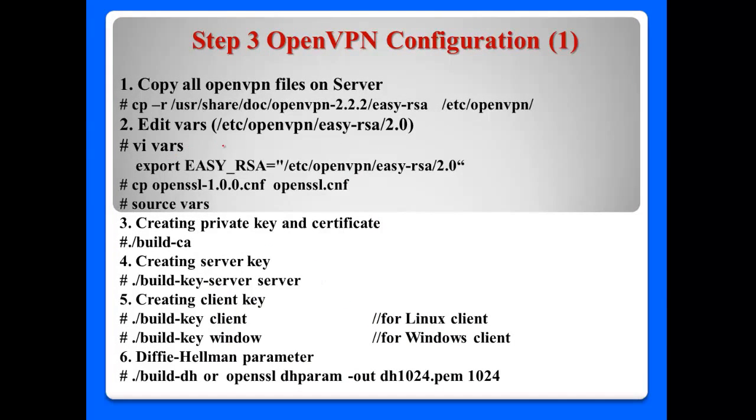Okay, step 3. Now let's start the configuration. First one, copy all the OpenVPN files for the server: cp -r /usr/share/doc/openvpn/easy-rsa2 to this directory, /etc/openvpn. And after that, open this file and change this one. Export easy-rsa2, this one.